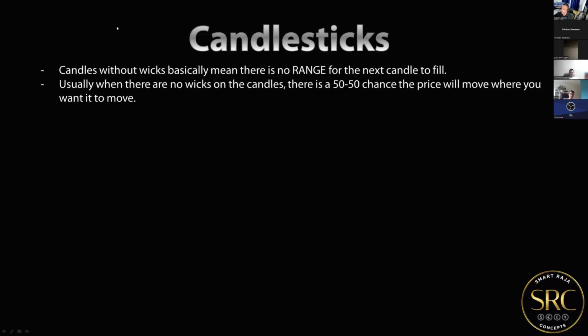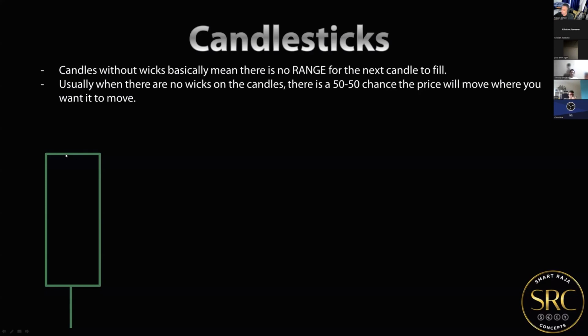Now, there are also some candlesticks that have no wicks on them. I'm pretty sure this question was coming: what about a candle with no wick? Candles without wicks basically means there is no range for the next candle to fill. Usually when there are no wicks on the candles, there's a 50-50 chance that the price will move where you want it to go. For example, let's say we have a bullish candle with no wick on the top. And if someone's going to ask what if a candle has no wick at the bottom, just relax, it's coming.